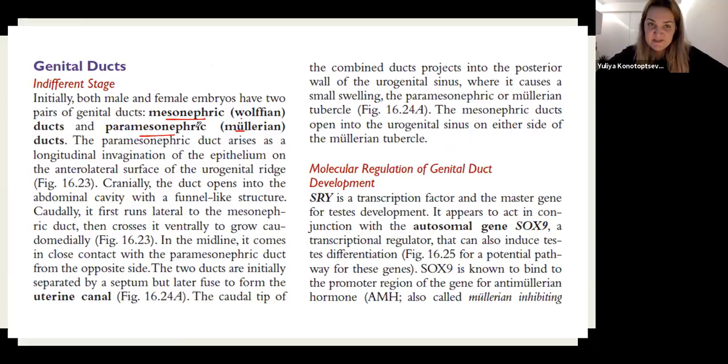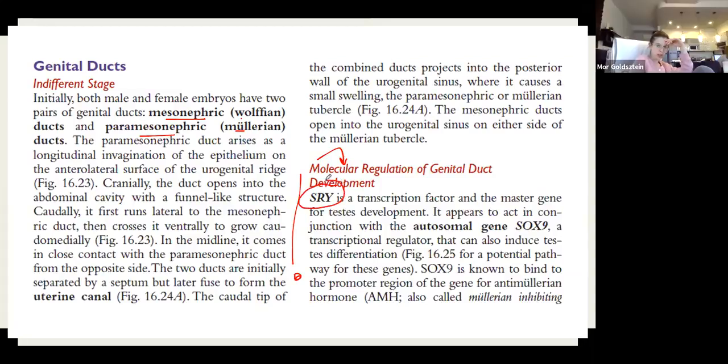Mullerian duct or paramesonephric will become fallopian tube and uterus, right? So fallopian tube and uterus. Okay, this is important. So this part right here, they can for sure ask you about it. So who has SRY? Male. Be a bit more specific.